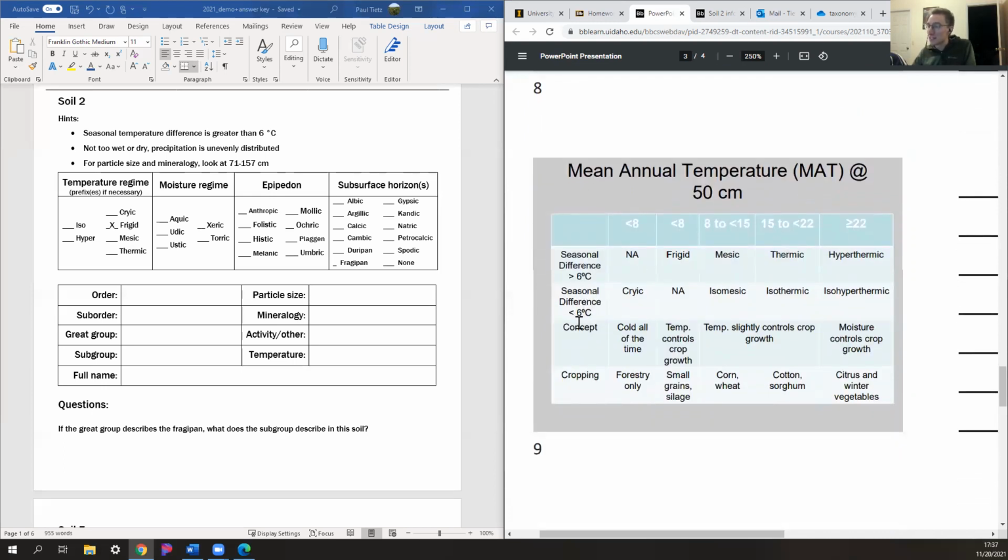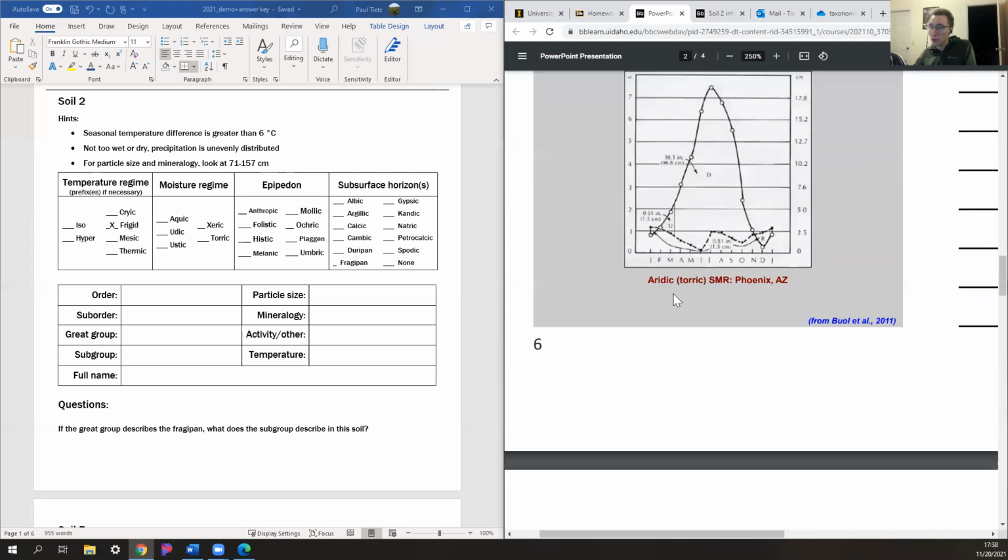Or if the seasonal difference is less than 6 degrees, it's pretty constant all throughout the year temperature, then you'd probably add the iso prefix there. So we don't have either one. We'd leave those iso and hyper blank. It's just frigid now for us. So let's scroll up a little bit to moisture regime.